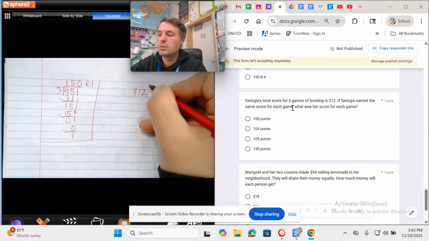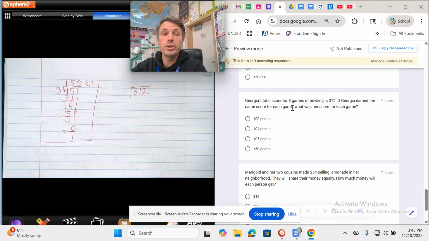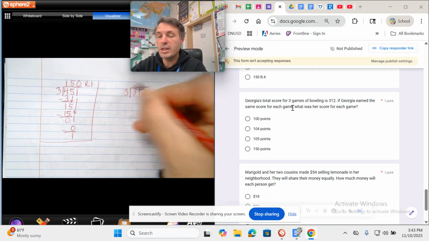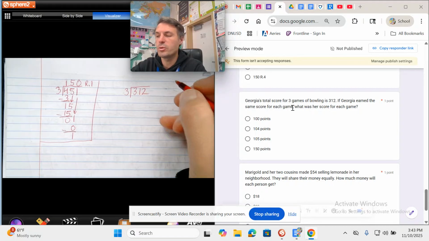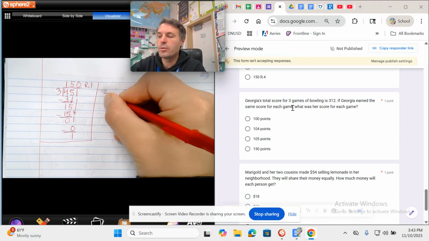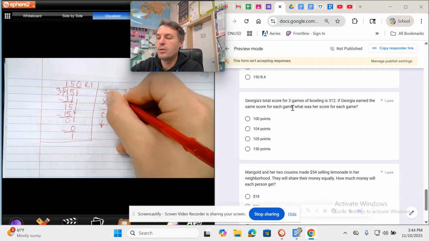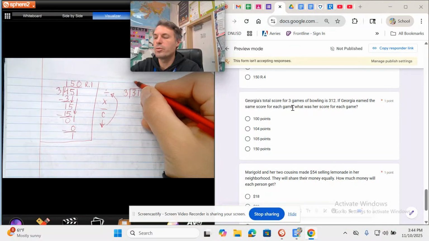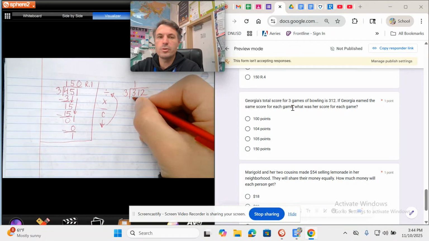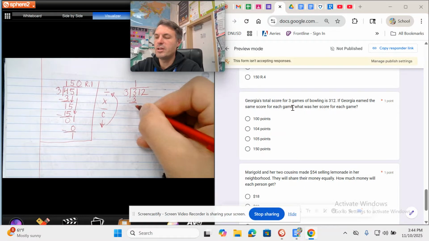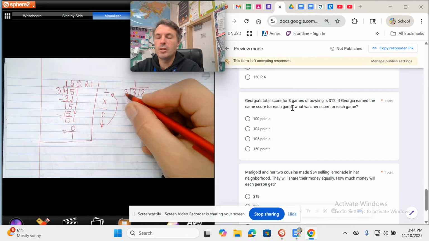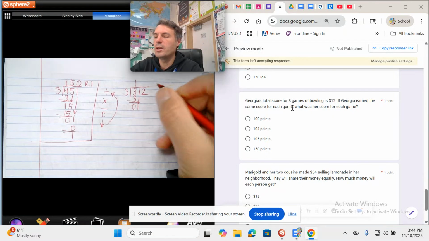So she earned 312 points overall. That was separated or divided between 3 games. So the way we'd solve it is 312 divided by 3. Divide, multiply, subtract, compare, bring down, repeat. 3 can fit into 3 once. 1 times 3 is 3. 3 minus 3 is 0. Is 0 smaller than 3? Yeah, we bring down the 1.